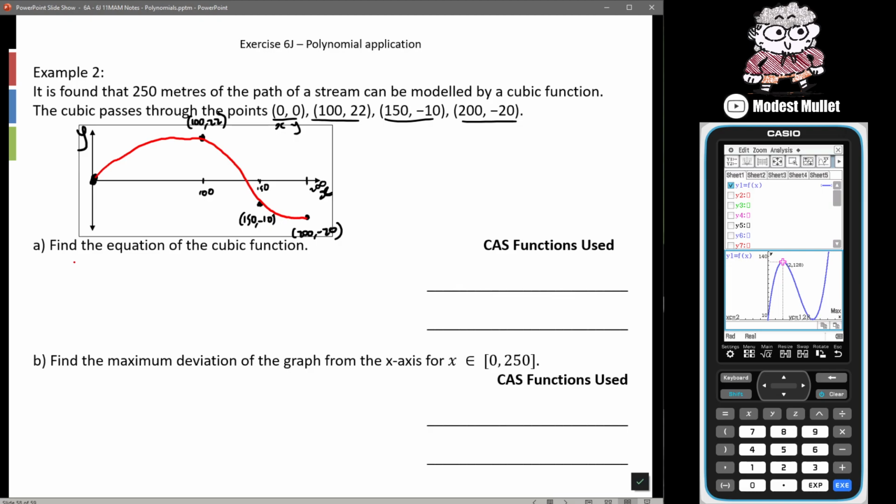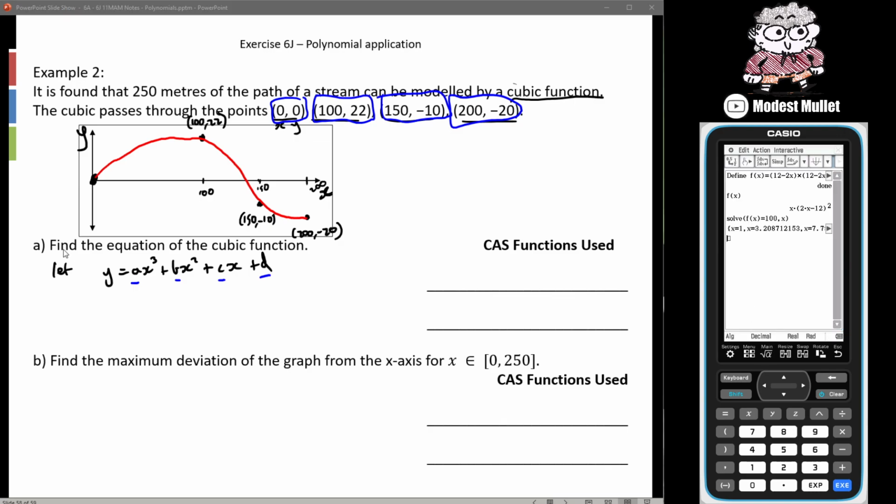And the very first one is find an equation for the cubic function. Because we're told it can be modeled by a cubic function, let's let y equal ax cubed plus bx squared plus cx plus d. That's the general cubic function, and we have 4 unknowns in it. Now we're also told 4 bits of data. So we can solve this using simultaneous equations.